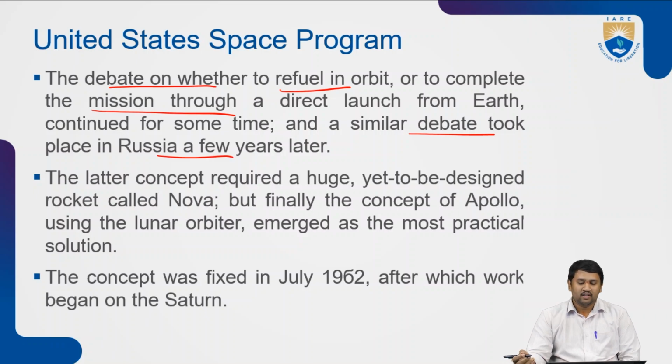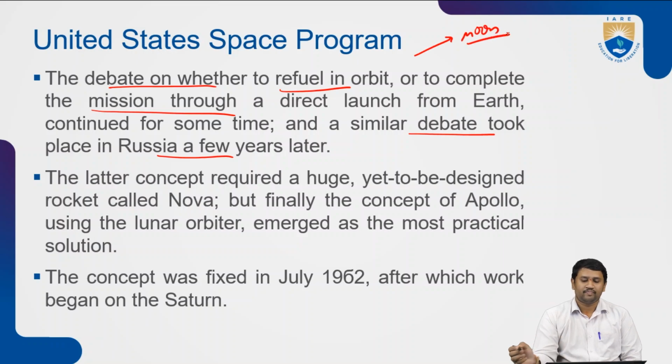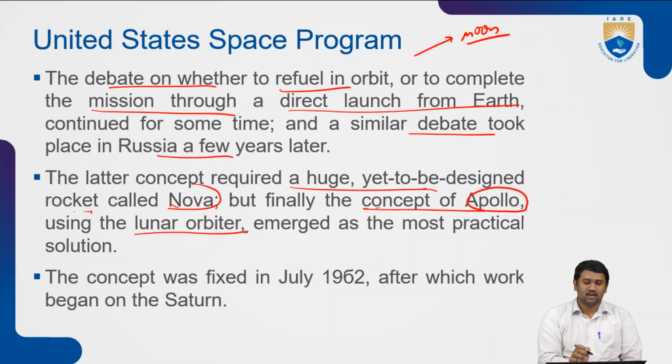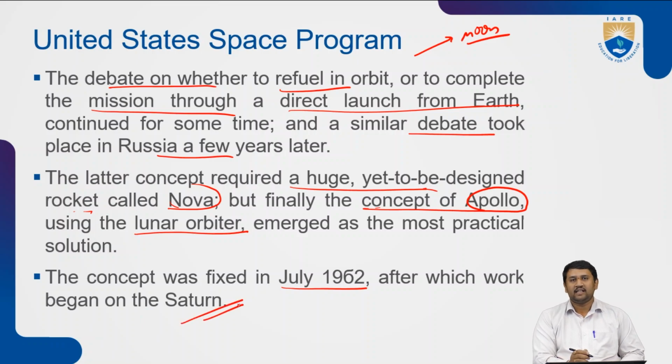Now, based on these two separate concepts in order to reach the moon, the latter concept, a direct launch from Earth, would require a huge, yet to be designed rocket, which they codenamed Nova. But finally, the concept of Apollo using a lunar orbiter emerged as the most practical and prominent solution. The concept was fixed in July 1962, after which work began on Saturn. Saturn is nothing but a launch vehicle that was planned to take the Apollo spacecraft towards the moon.